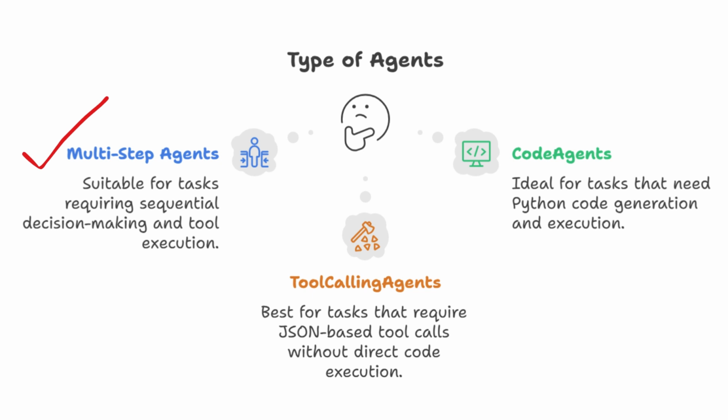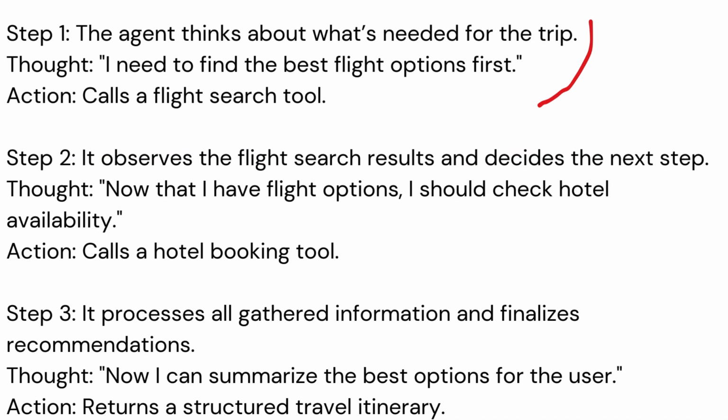Imagine we have an AI assistant that needs to plan a trip. A multi-step agent might follow this workflow. Step 1, the agent thinks about what's needed for the trip. Thought: I need to find the best flight options first. Action: calls a flight search tool.